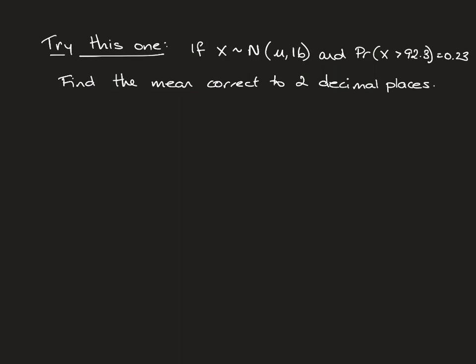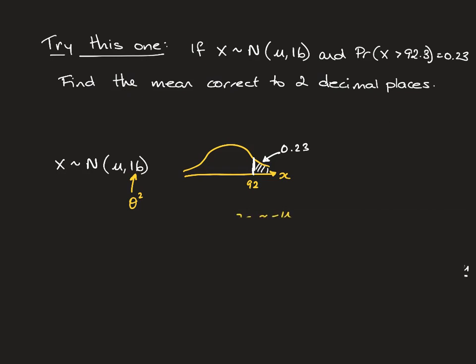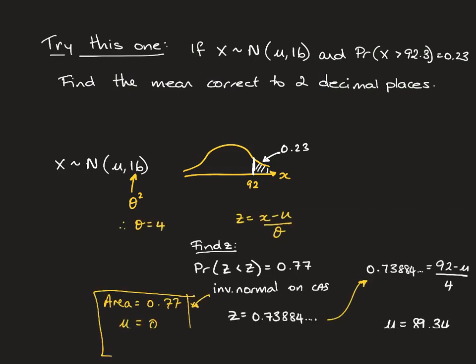Try this one. Find the mean. Press pause, and then when you're done, press play and see if you get the same answer as me. Okay, I hope you drew a little picture and that you recognised that the 16 was in fact your variance, and so your standard deviation was in fact 4. You needed to use your Z formula, and hopefully you ended up with a mean of 89.34.